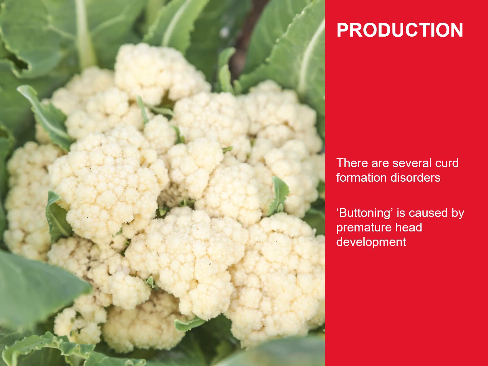I'll talk a bit now about disorders within the curd and different conditions which can make the crop unsaleable. One of the most common ones is called buttoning, and this is caused by premature head development. As you can see in this slide, there are leaves protruding between the different florets of the cauliflower, and they've started to become more diffuse, and the head of the cauliflower is not as compact.